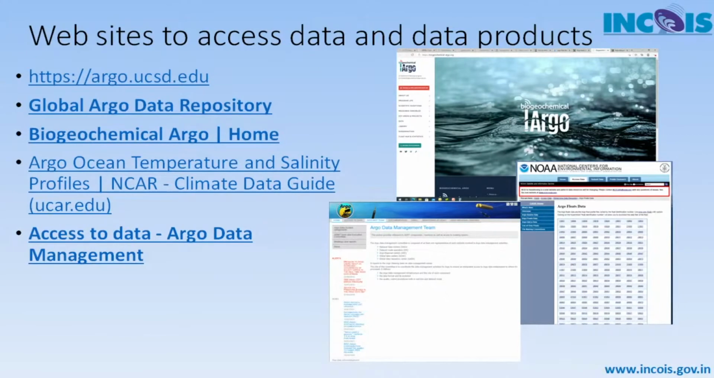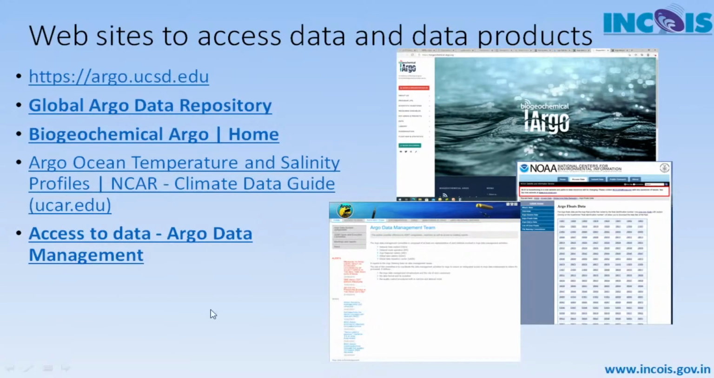And coming to some of the websites which you can access to get the data and data products, as I told, the Argo UCSD is one thing, and the Global Argo Data Repository, that's another source maintained by NOAA. And regarding the biogeochemical float data, there is one website dedicated to biogeochemical Argo, and you can go there and get the information. This is the web page showing the biogeochemical Argo information. And then NCAR has come up with a climate data guide based on this Argo data.